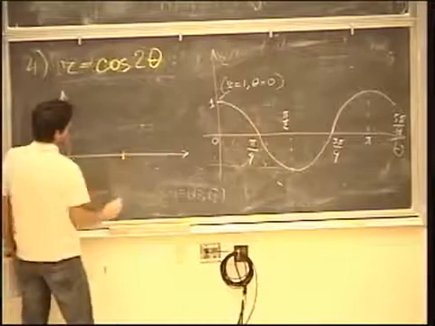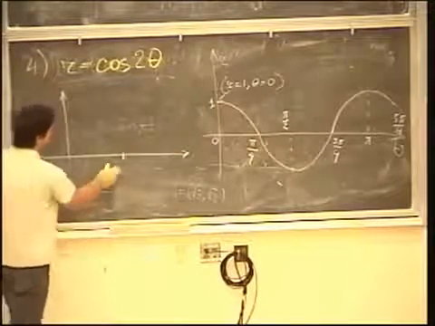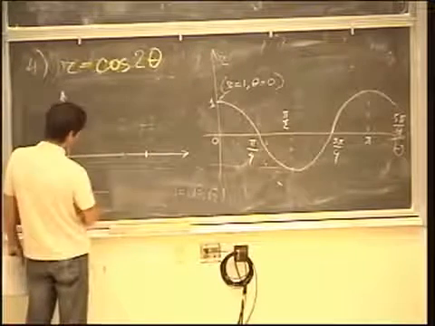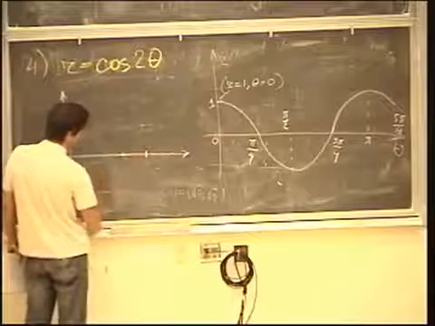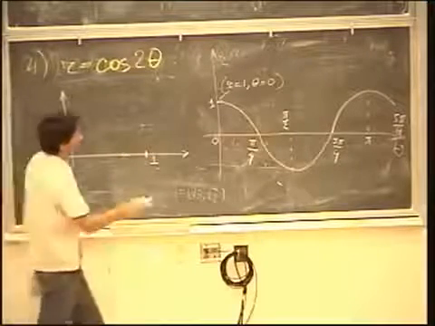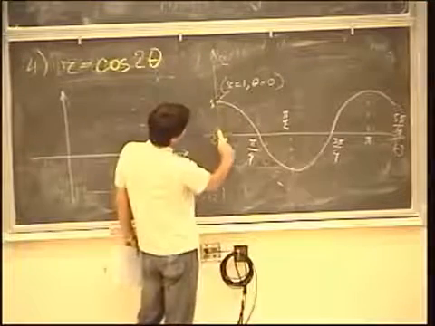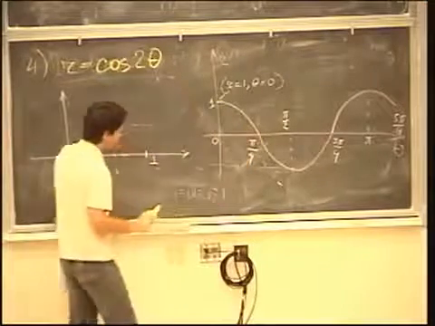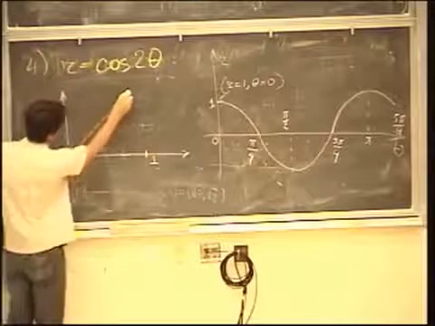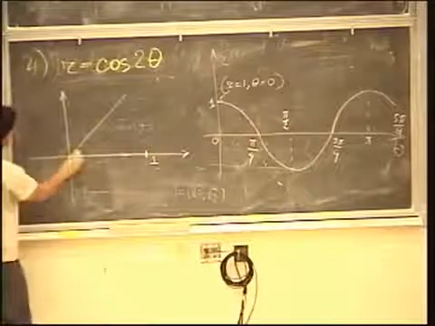So you start here. That's your point. Or even to make it nicer, let's start here. That's our point. That's 1. What happens next? What happens next is we are increasing the angle from 0 to pi over 4. What is pi over 4? Pi over 4 is sort of this bisector. That's pi over 4.